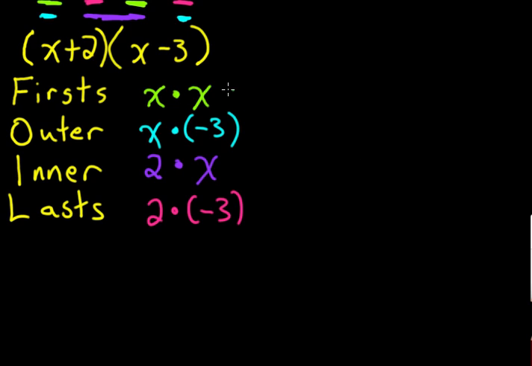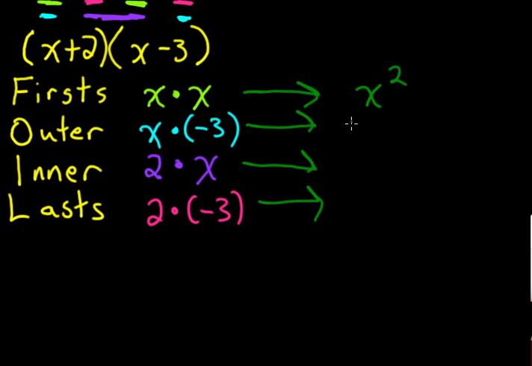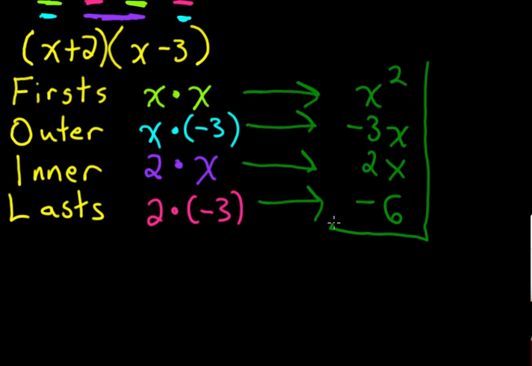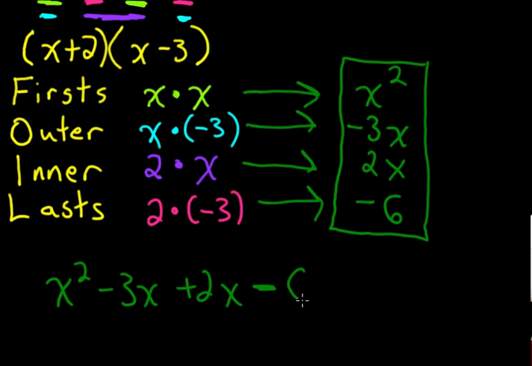We bring these over. So x times x is x squared. X times negative 3 is negative 3x. 2 times x is 2x. And negative 3 times 2 is negative 6. Well, these are each part of a term, so we can add these together. So x squared minus 3x plus 2x minus 6.